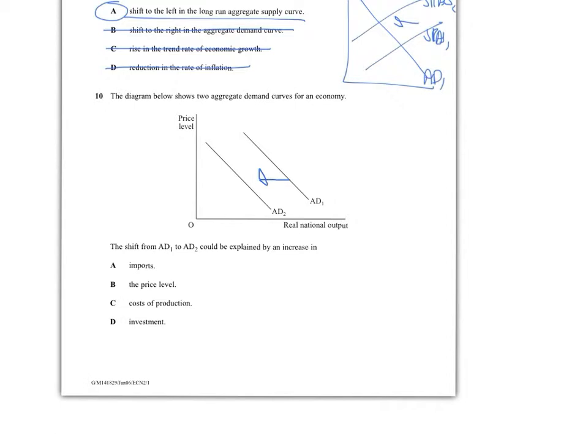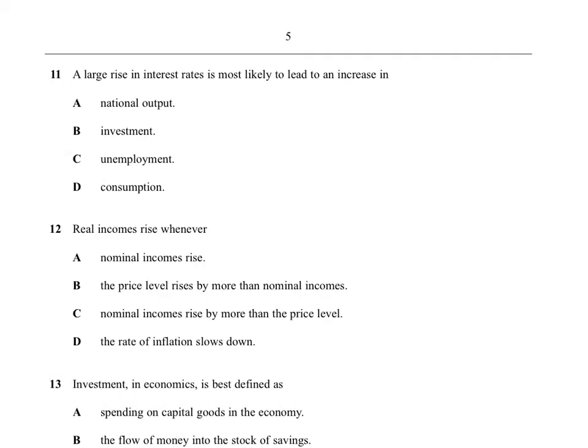When AD goes to the left, it's going to be something to do with C plus I plus G plus X minus M. If there's an increase in imports, this actually causes AD to go down because imports are a minus from AD. So the answer is A. But let's go through the other ones. An increase in the price level? No, that's not going to cause a shift. C, an increase in the cost of production, that's going to affect the short-run aggregate supply curve. And D, an increase in investment would have made AD go to the right. So the answer is A.